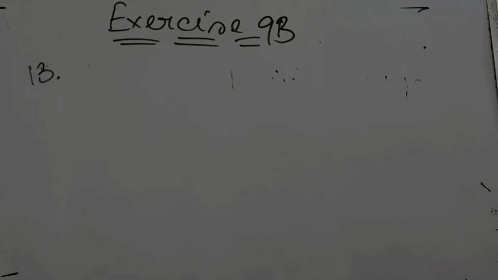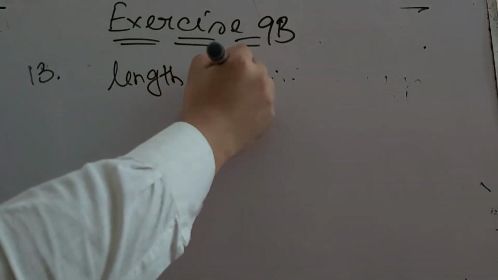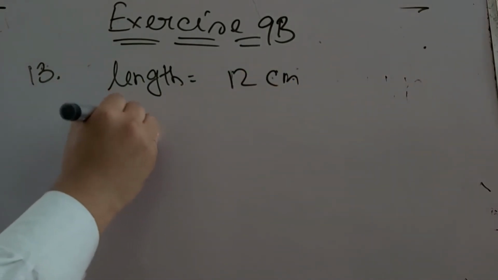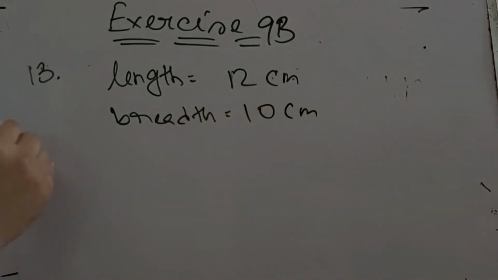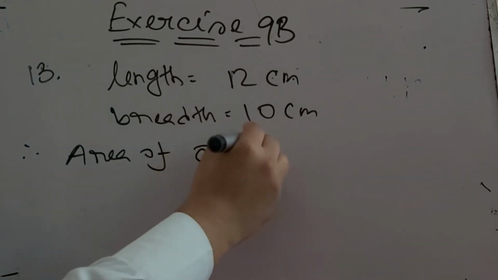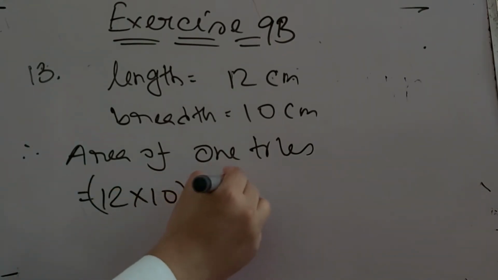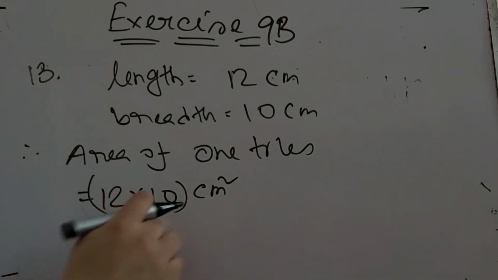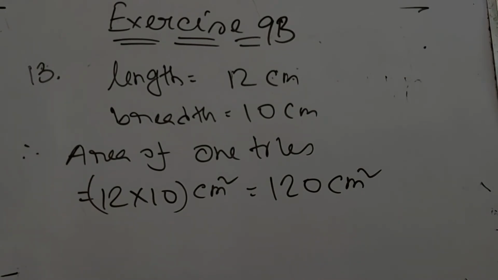If I say the measurement of one tile, length of one tile is equal to 12 centimeter. And what about the breadth? Breadth equals 10 centimeter. So area of one tile equals 12 times 10 square centimeter. 12 times 10 is 120 square centimeter. So this is the area of one tile.